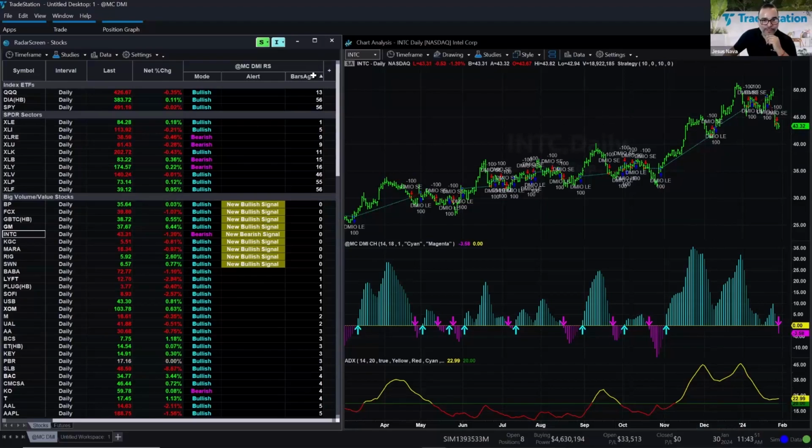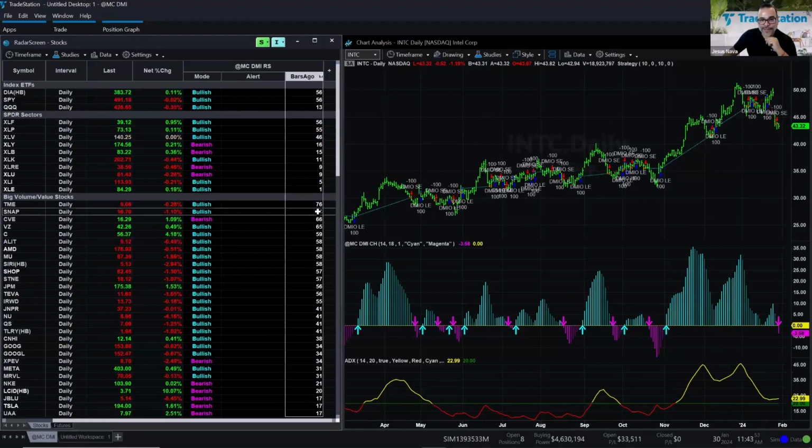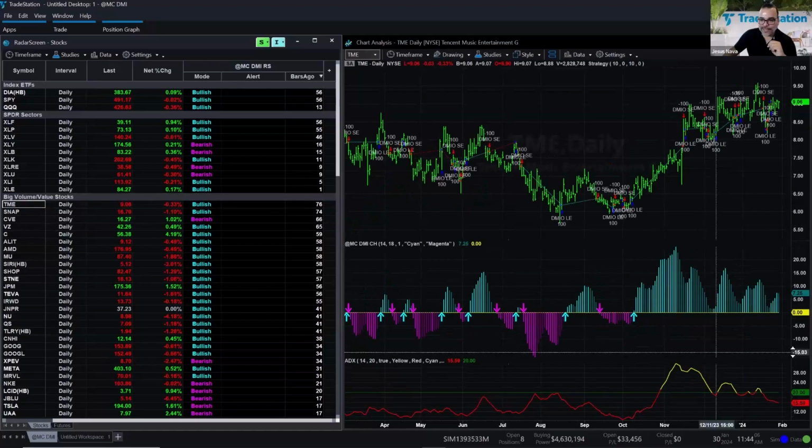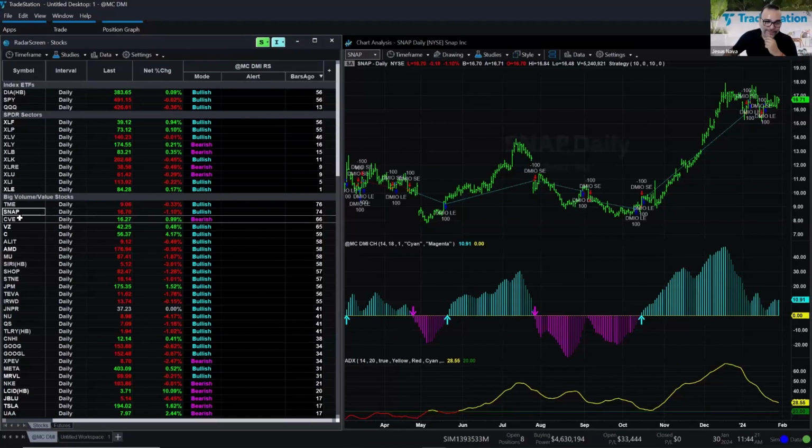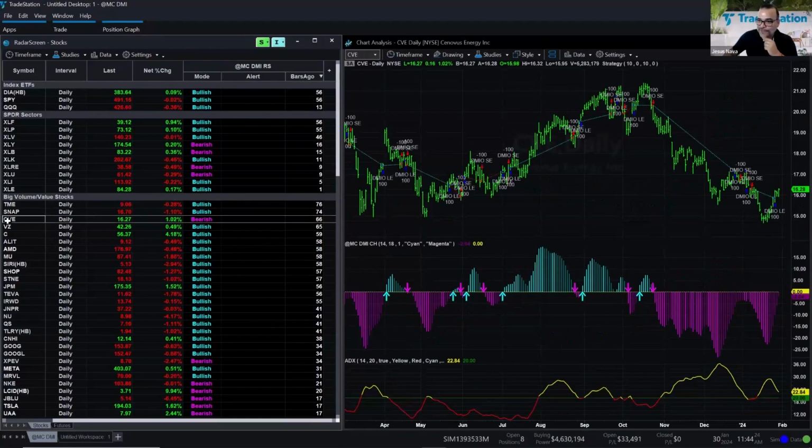But if I double click on bars ago one more time, it's going to sort by the number of bars ago that the crossover happened. And if you look at this symbol right here, TME, the company's Tencent Music Entertainment, if I click on it, you can see how the stock for several months has been on the positive side. Of course, I'm not trying to say anything here, but you can see that it hasn't crossed in a while. And so the odds of it crossing may be different than somebody or a stock that's been crossing up and down.